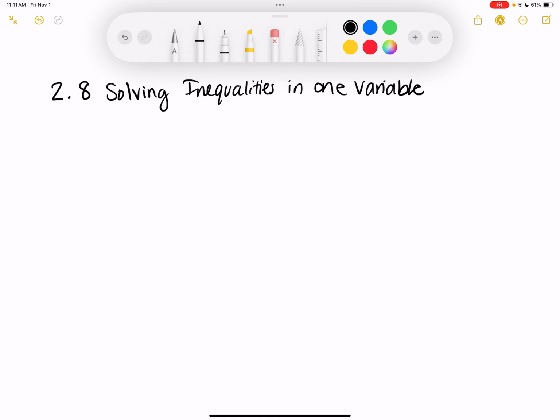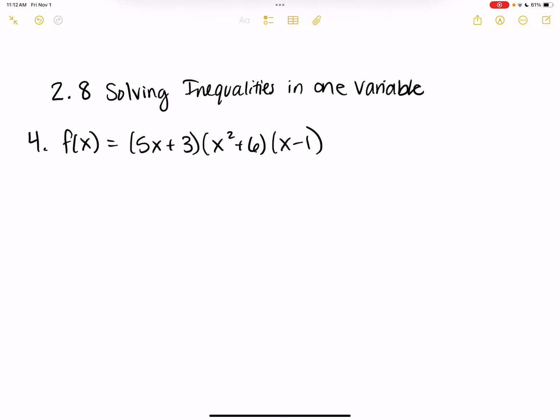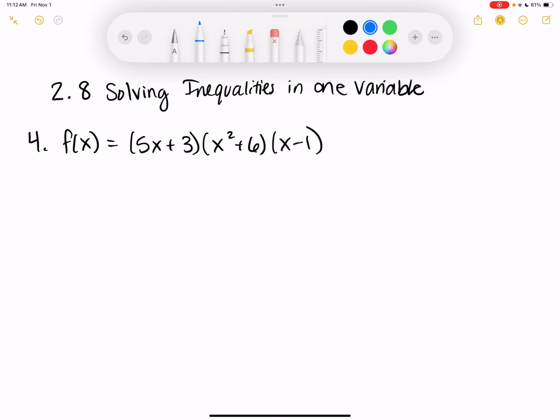So they give us a function f of x equals (5x plus 3) times (x squared plus 6) times (x minus 1). So first of all, I need to find the zeros. How would I go about finding zeros? Set it equal to 0 and solve. So I would get 5x plus 3 equals 0, x squared plus 6 equals 0, and x minus 1 equals 0.